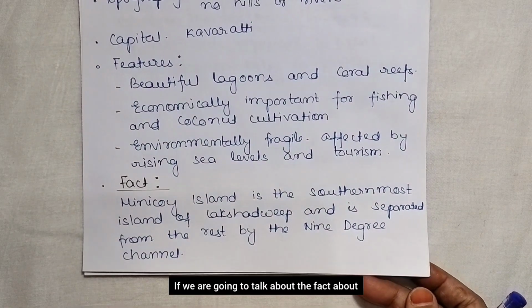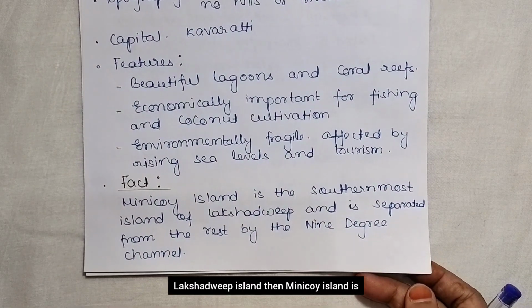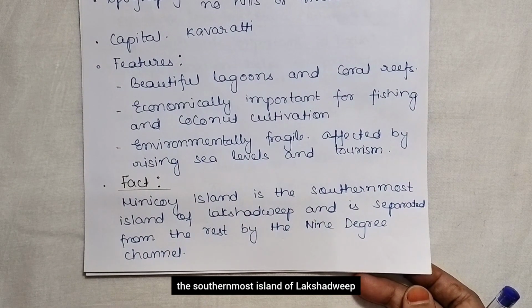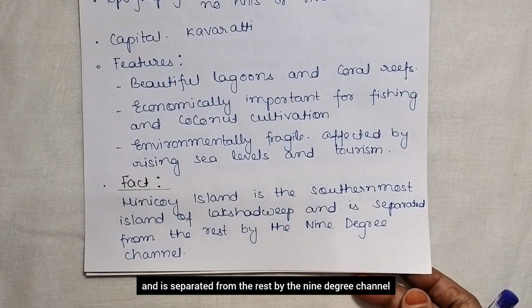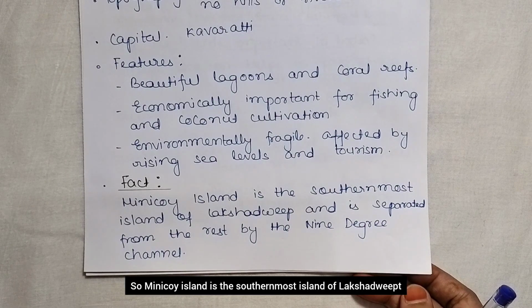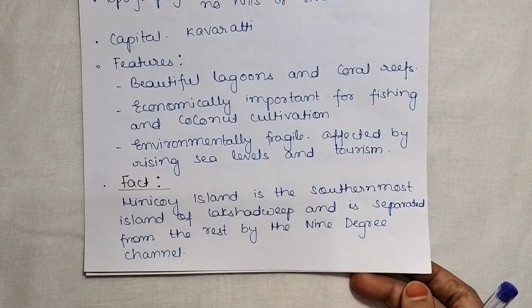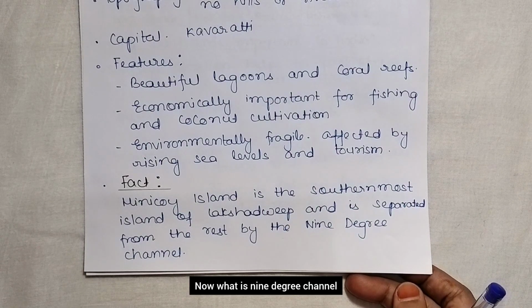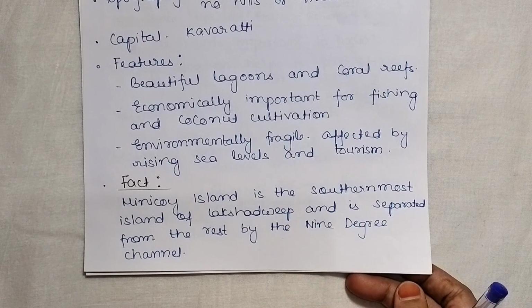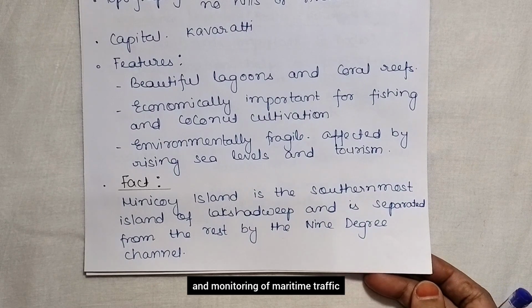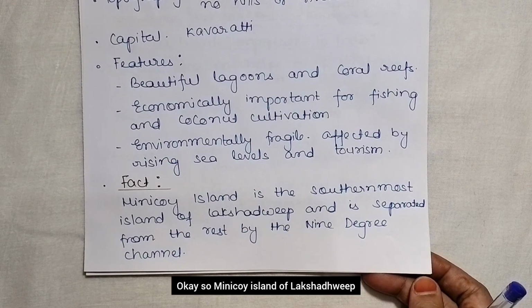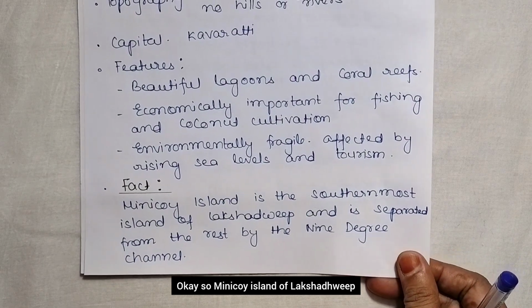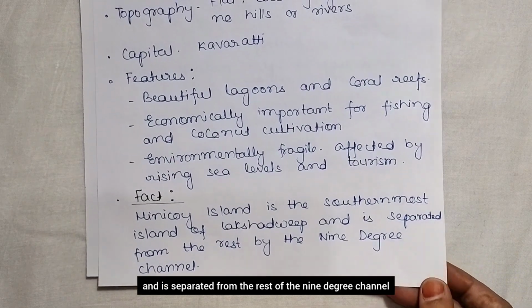If we talk about facts about Lakshadweep Island, then Minicoy Island is the southernmost island of Lakshadweep and is separated from the rest by the 9-degree channel. Now what is the 9-degree channel? It allows for surveillance and monitoring of maritime traffic. So Minicoy Island is separated from the rest of Lakshadweep by the 9-degree channel.